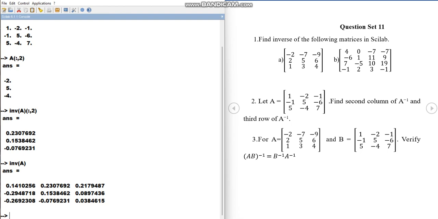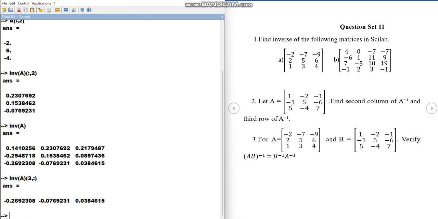Now the third row of A inverse. For the row, what do we do? We write the row number first and then colon. So this is the third row of A inverse.